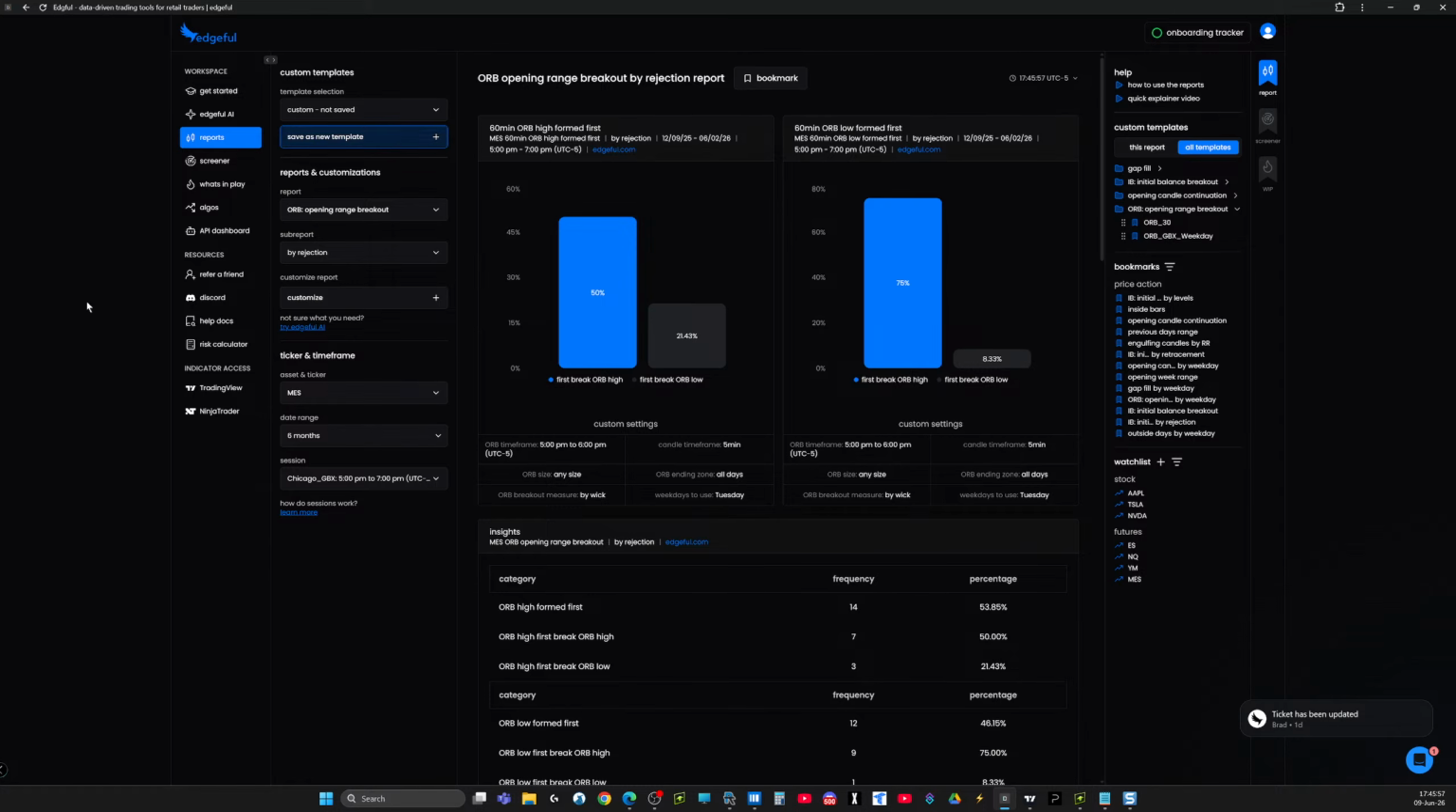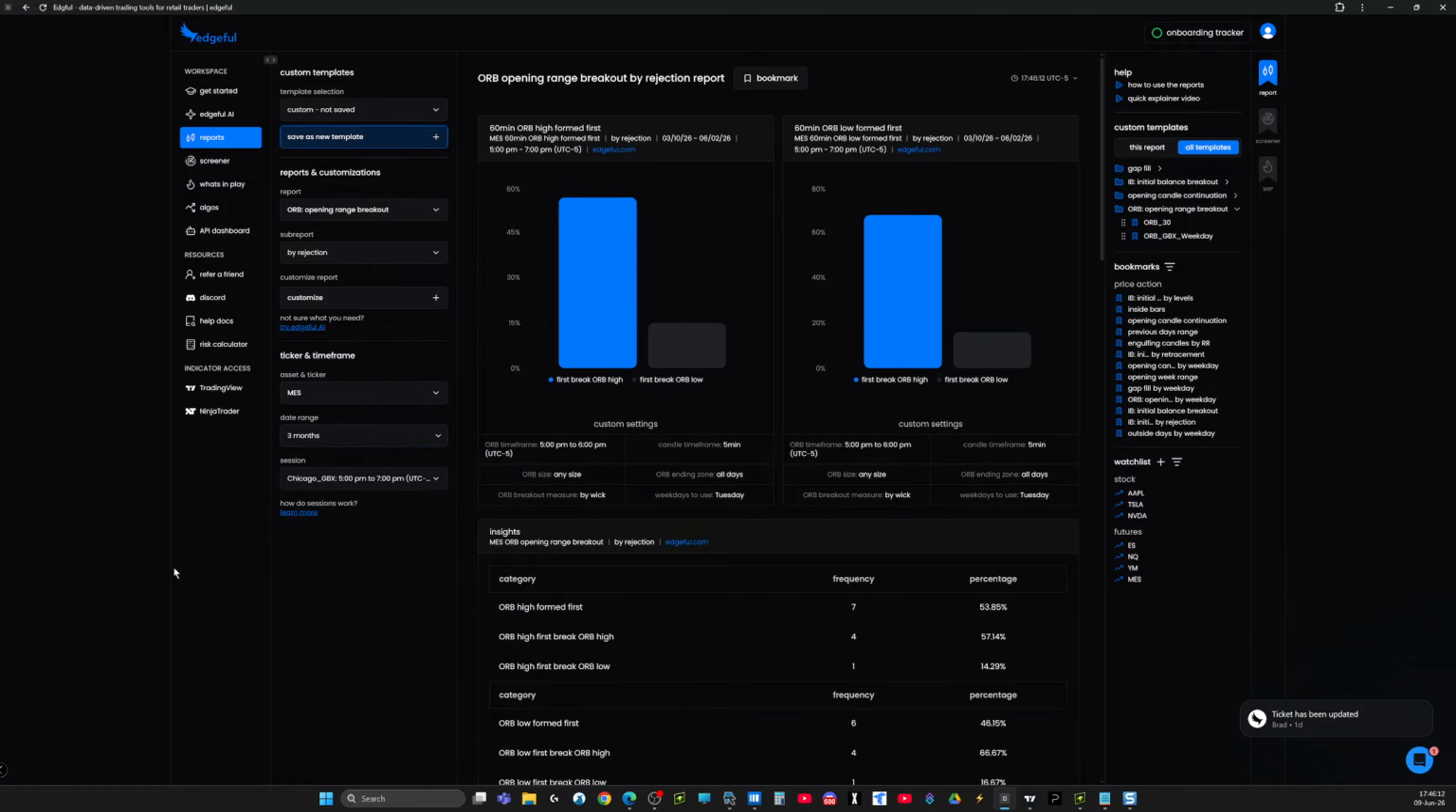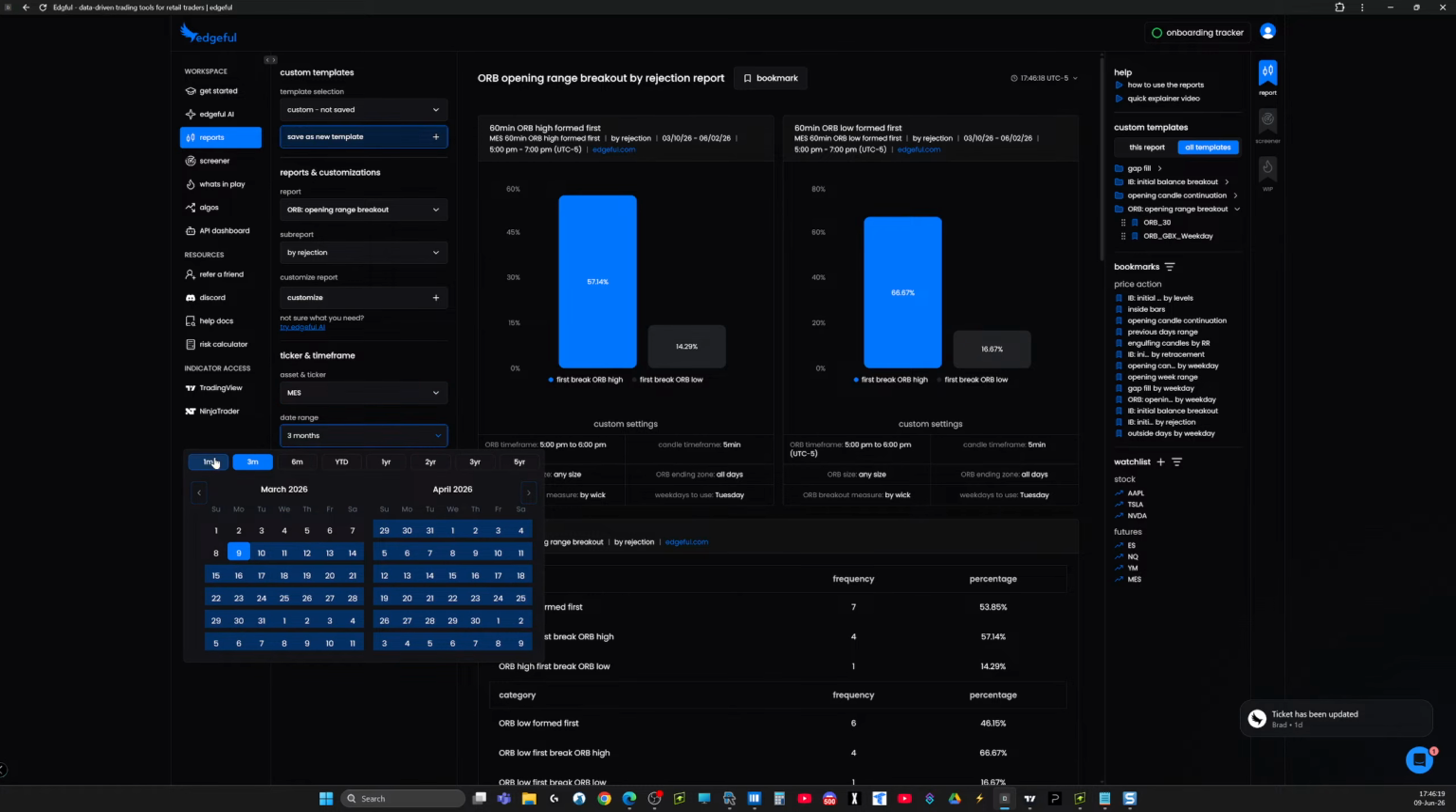If the low formed first, high formed first. Now we're on the other side of the coin. Now we have the high formed first, and this says the high is going to break first, not second. And if we drill in closer, it's even worse. Or more pronounced.